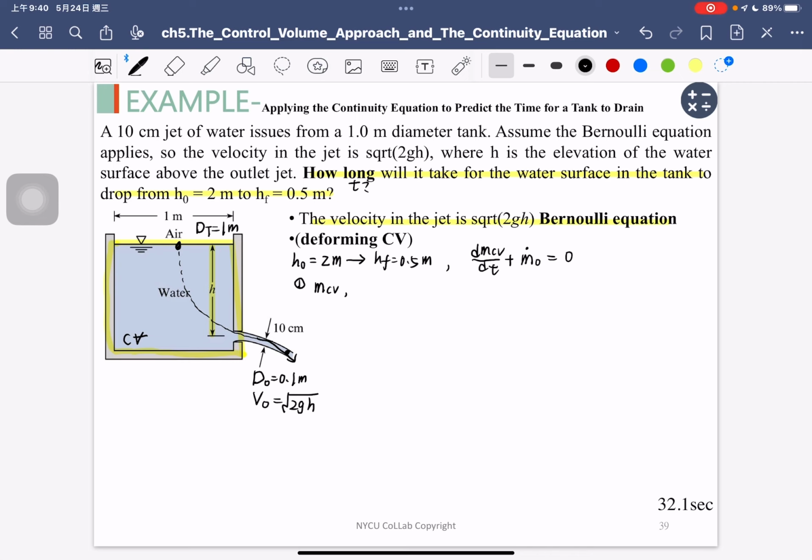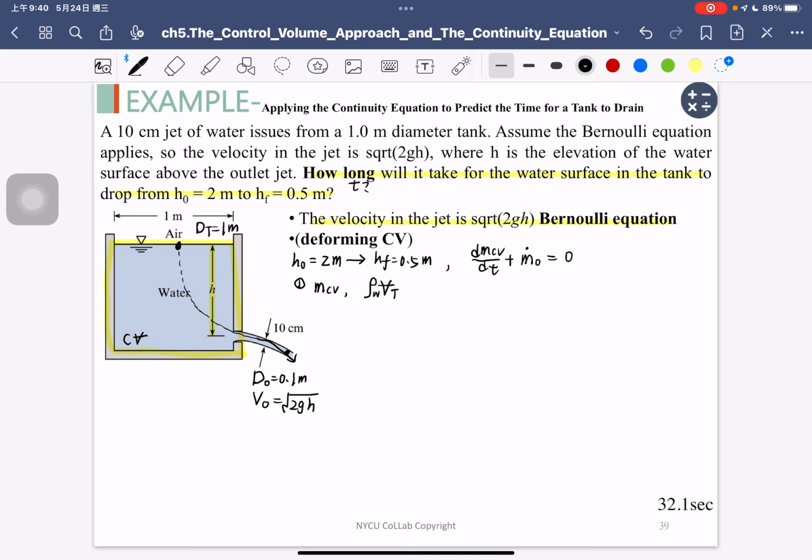If we have the volume of the tank and multiply by rho, the water density, then we have the mass in the control volume, right? So what is the volume?